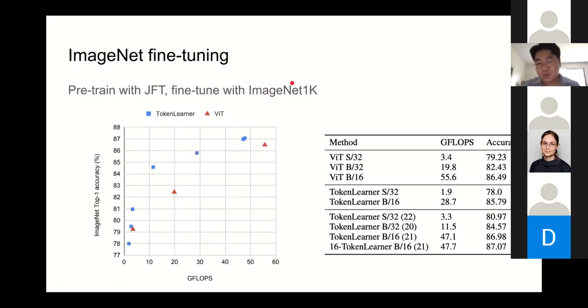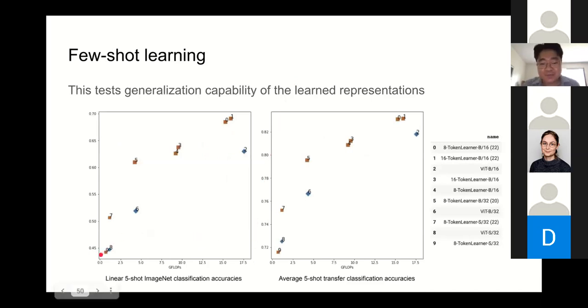So it worked on images. And here is more evidence. The blue ones are the vision transformer. The square ones are TokenLearner. The x-axis is the computation, the y-axis is the accuracy. And you are able to see a clear trend that TokenLearner is doing something.